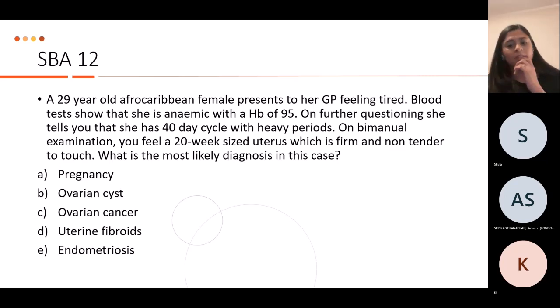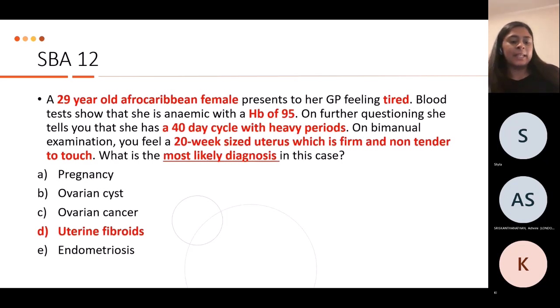I'll give you 10 more seconds. Okay, I'm going to stop the poll, and all of you got it correct. It is uterine fibroids.